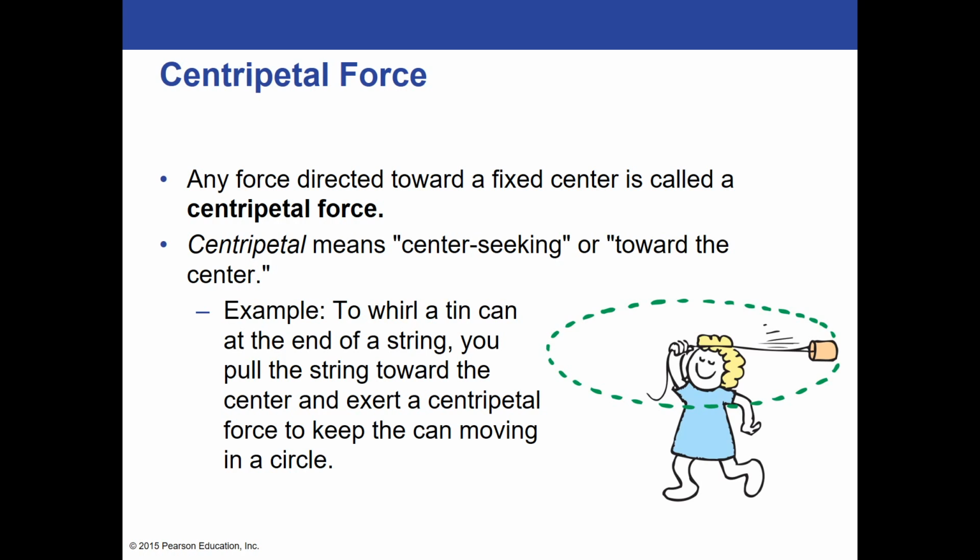So, in order for that can to continue moving in a circle, the string is pulling it toward the center. The reason why you're able to orbit around Earth is that Earth's gravity is pulling you toward the center of the Earth.